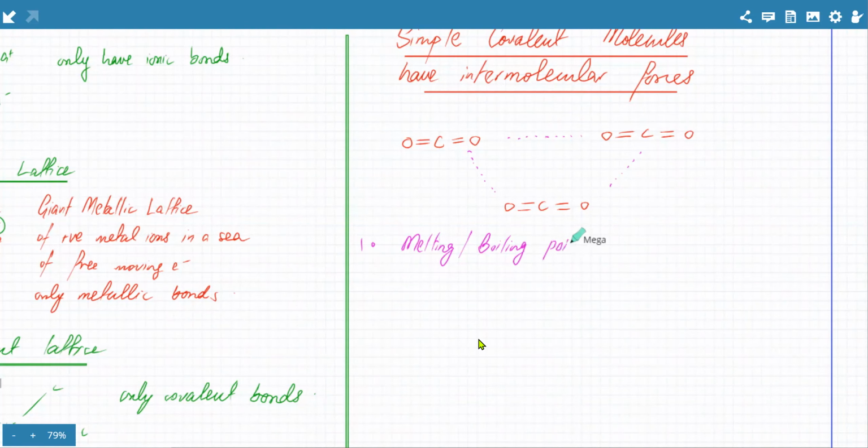And what else? Melting and boiling points and... how, I know what's the word for it... I think how reactive it is as well, because it's less reactive because you can't break the bonds.